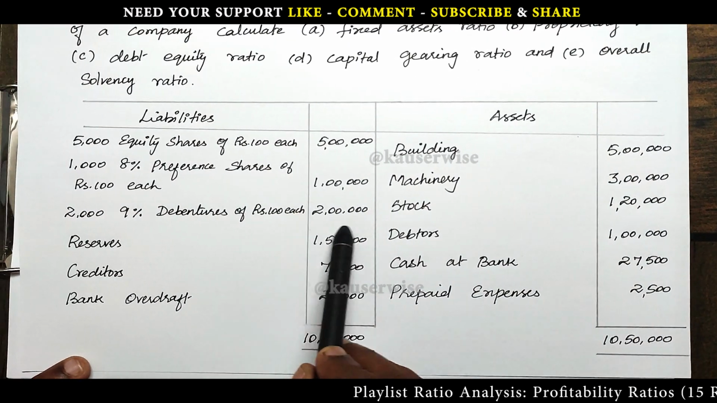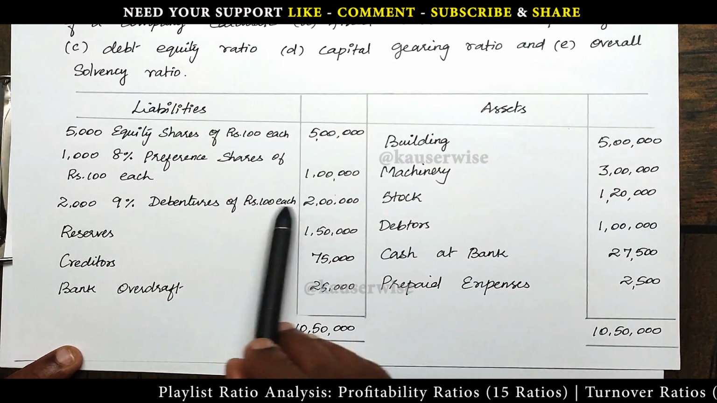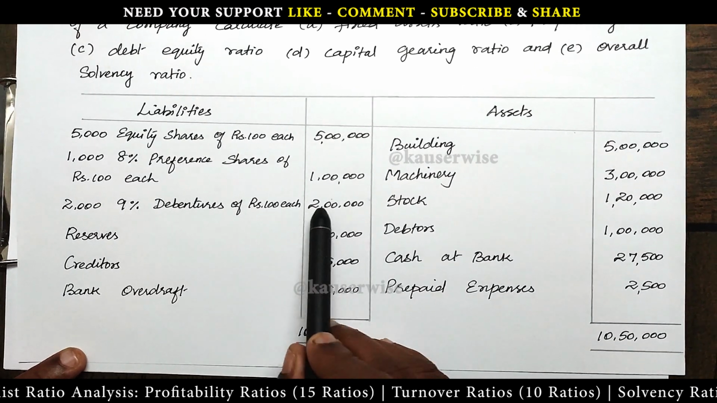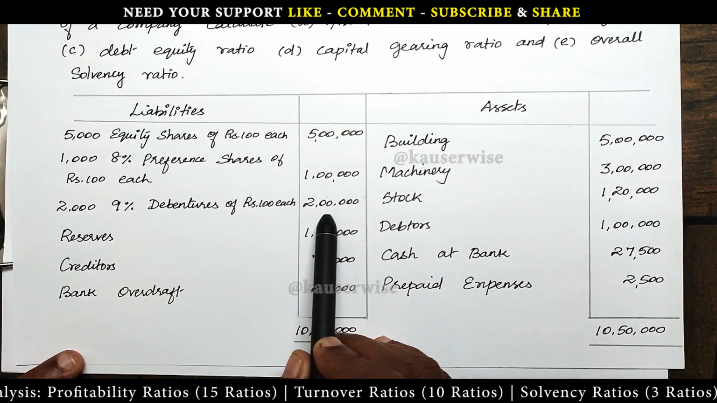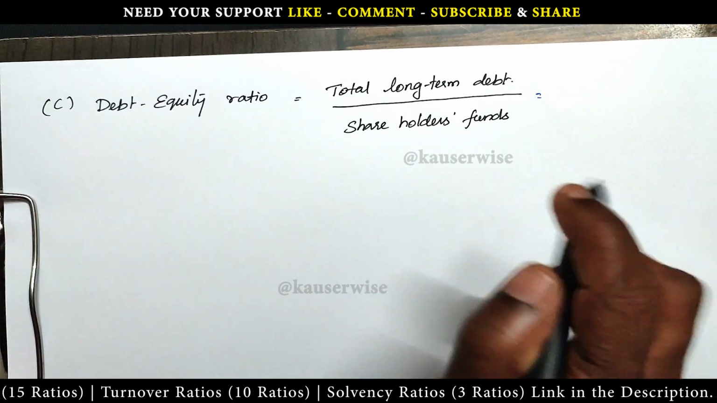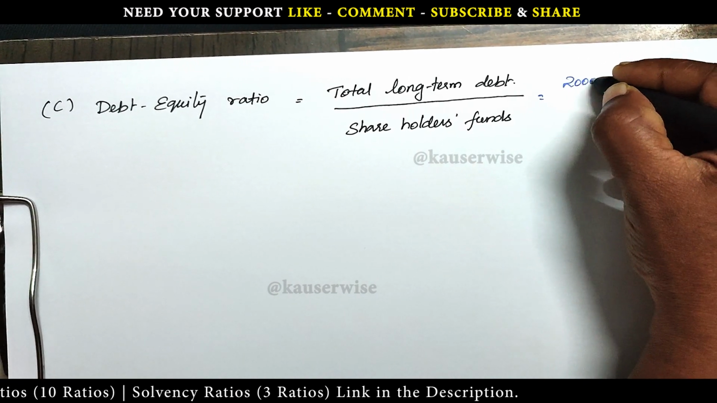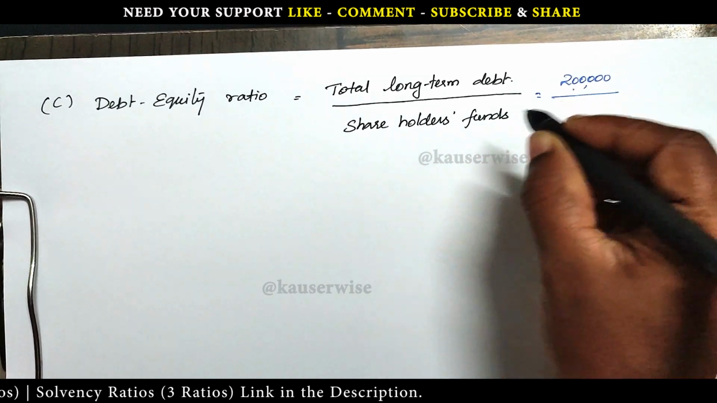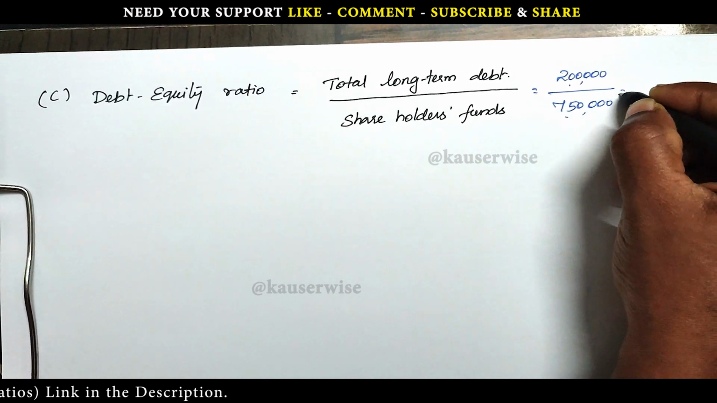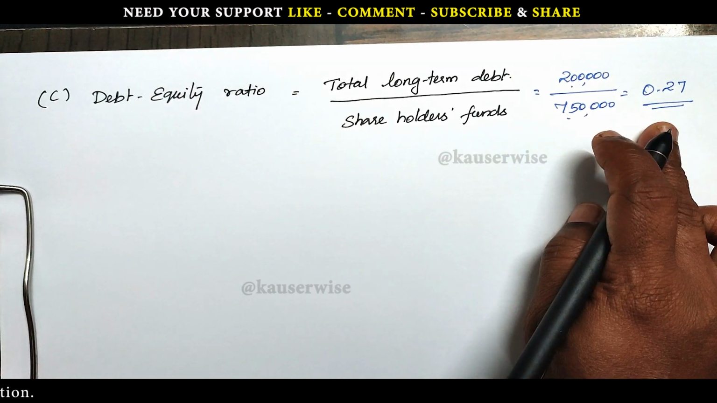Debenture, this is the long term debt, long term borrowings. Third party liabilities. How much? 9% debentures of 100 each, 2 lakh. So this one is long term debt divided by shareholders fund. For that you can refer to the previous calculation. See the solution. Long term debt, that is debentures, how much? 2 lakh divided by shareholders fund, 7 lakh 50,000. What is the answer? 0.27. So this is debt equity ratio.